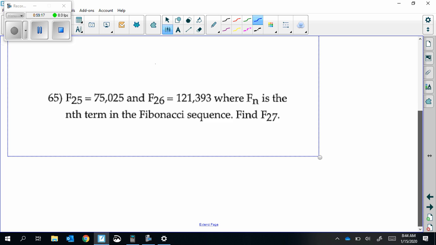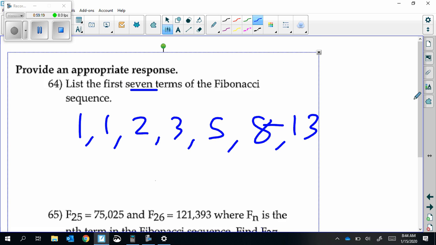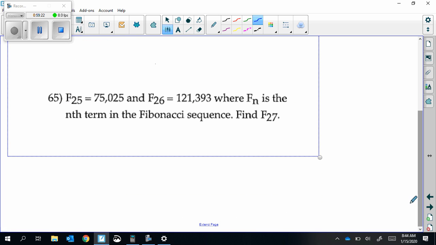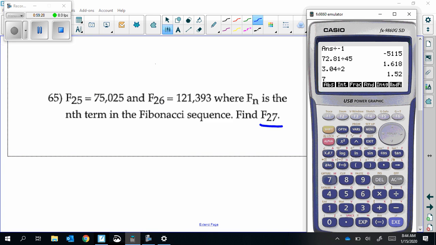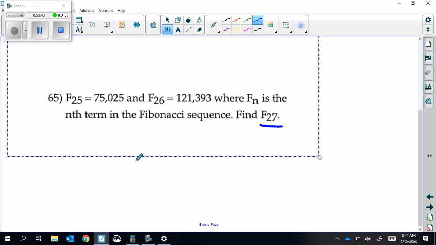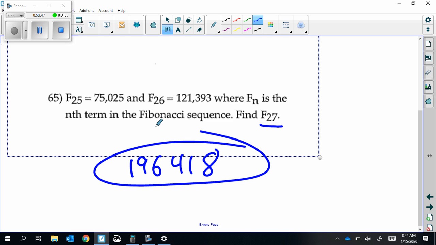And last one, to get the 27th term, you add up the 25th and the 26th. You add up the 2 previous terms. So 75,025 plus 121,393. 196,418. That's it.